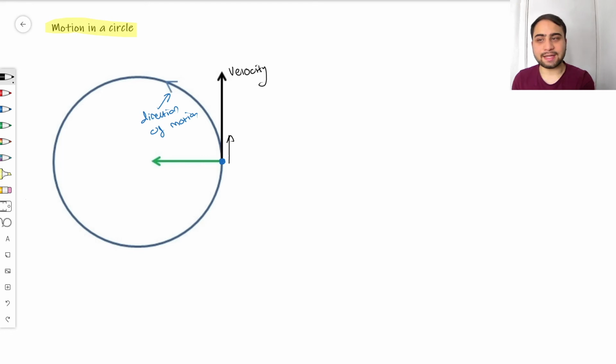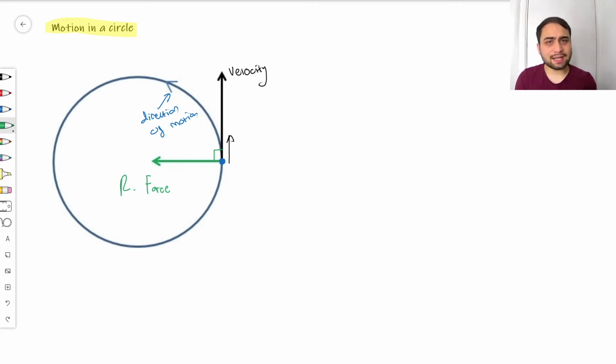Well, that would be this green force right here. This is a resultant force. So this force is a resultant, so I'm just going to put a bigger R and do a dot. This resultant force right here is always acting 90 degrees to the velocity of my particle. Now, because it's 90 degrees, it doesn't actually speed up or slow down my particle, it just changes its direction.